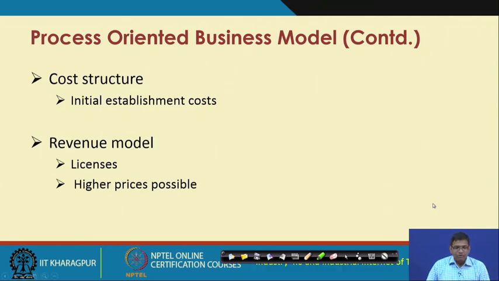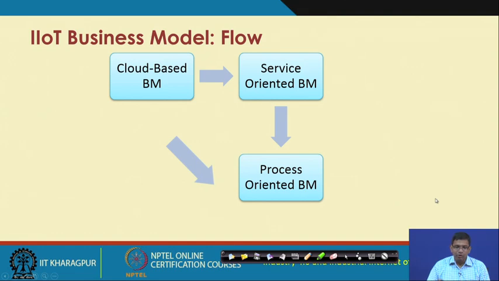In terms of the cost structure, there is some initial establishment cost that is important before one adopts this kind of business model, and the revenue model. For example, the license costs are important, and higher prices might be possible in adopting this kind of business model. So, this is also an important consideration: the license costs, the possibility and existence of higher prices. These are important considerations while coming up with the revenue model.